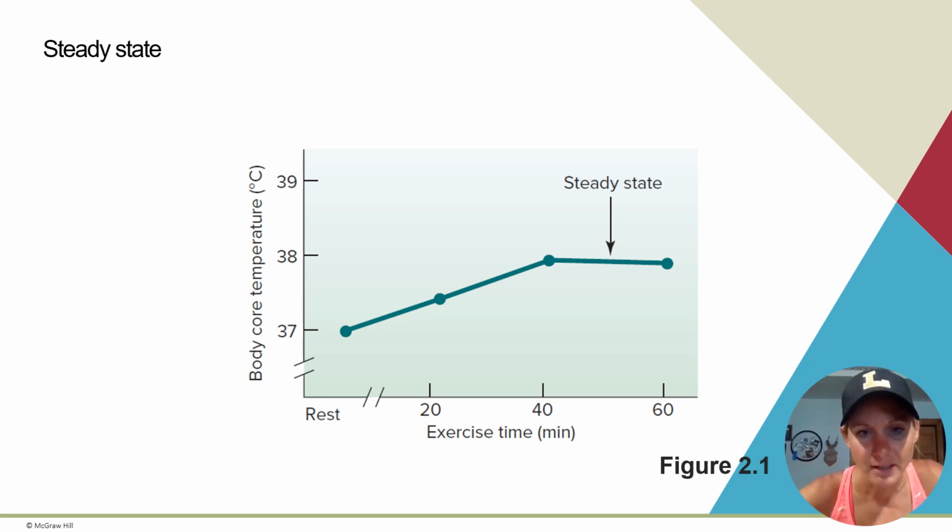So here we can see an example of that. Here you can see body core temperature during exercise. Our resting level for body core temp is around 37 degrees Celsius. We're going to see that increase linearly until we get to 40 minutes, and then we're going to reach that steady state level closer to 38 degrees.